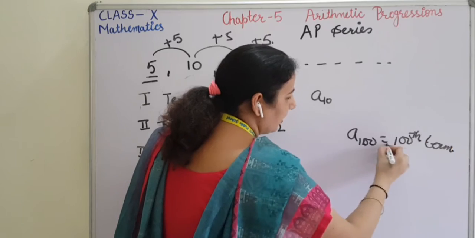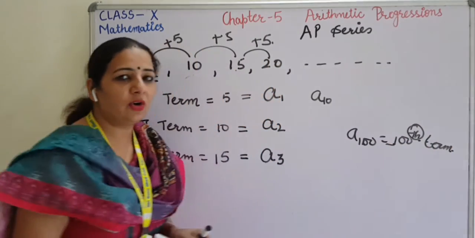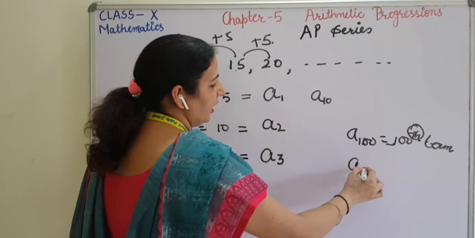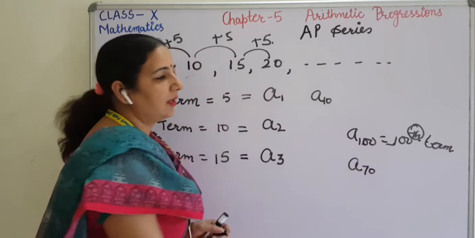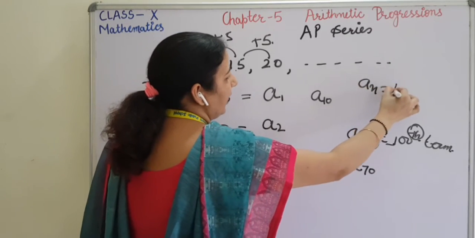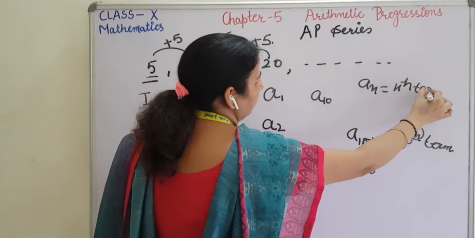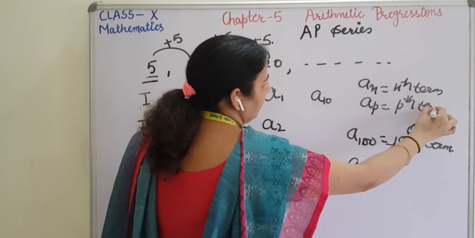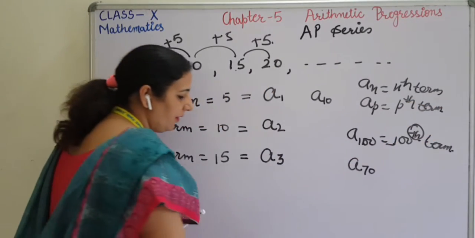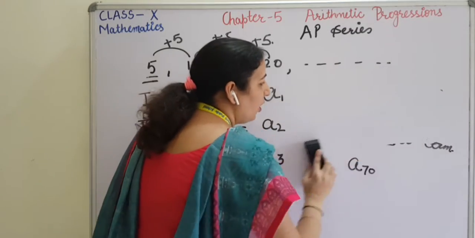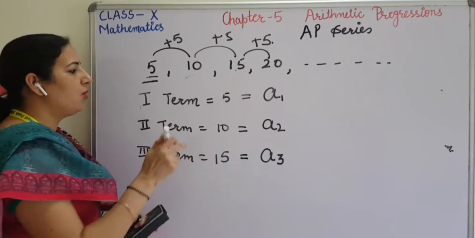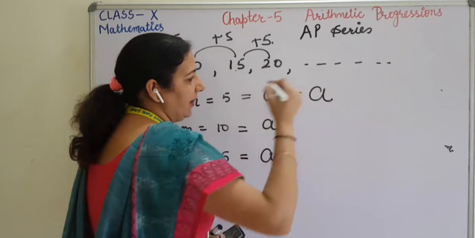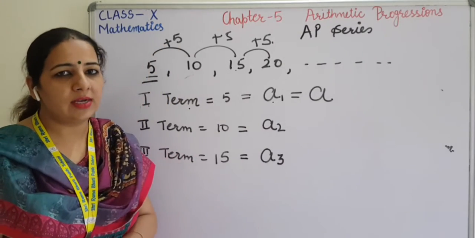For denoting the terms, you always write th because these are positions. So A10, and how will you say A70? 70th term. And An means nth term. Ap means pth term. So this is all about how we will name these terms. And only for the first term we will use one more symbol. First term A1 is also known as a. So only a means first term.